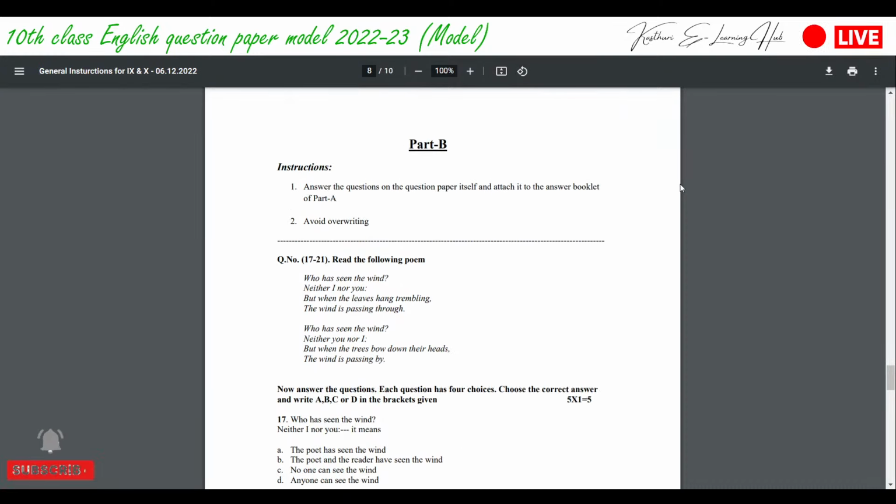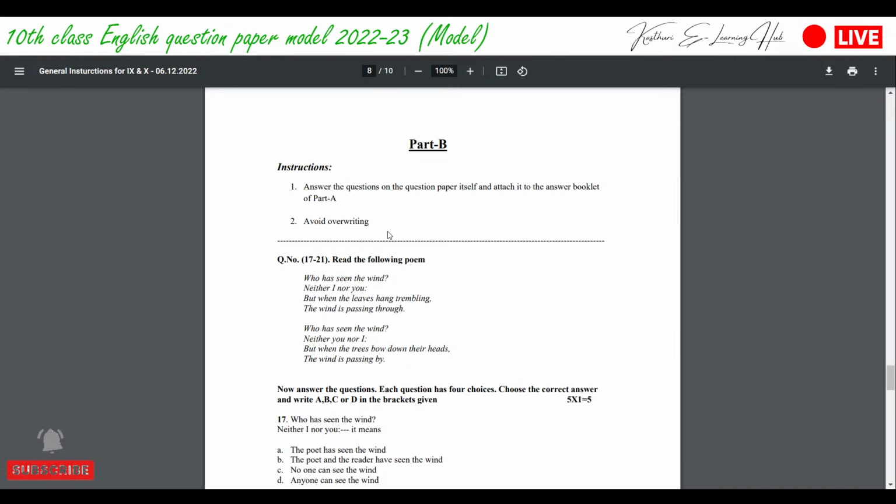Part B is the bit paper. Answer the questions on the question paper itself and attach it to the answer booklet of part A. Avoid overwriting. Look, twice they have instructed us to avoid overwriting. So think carefully, be sure, then you write. Do not jump into conclusions, then strike off, then write. Do not do that. Always be sure of what you are writing. Make sure that it is the correct answer and then you write. Take your own time and write.